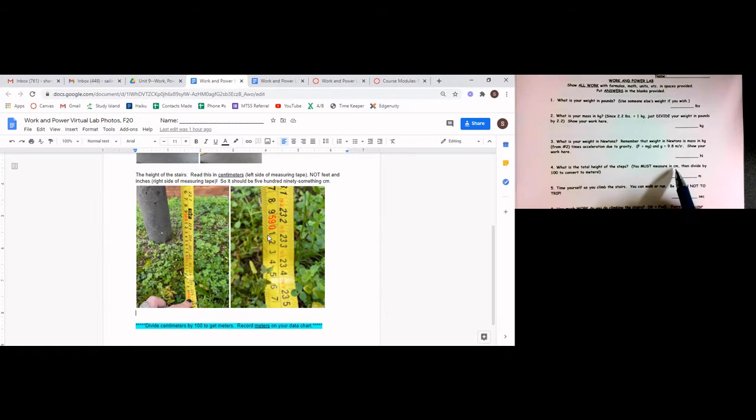Measure the stairs in centimeters, then divide by 100 to convert to meters. So write in your centimeters, divide it by 100, show that work, show the number that you divided by 100, and then put your answer right here beside meters. You can round it to 2 decimal places.